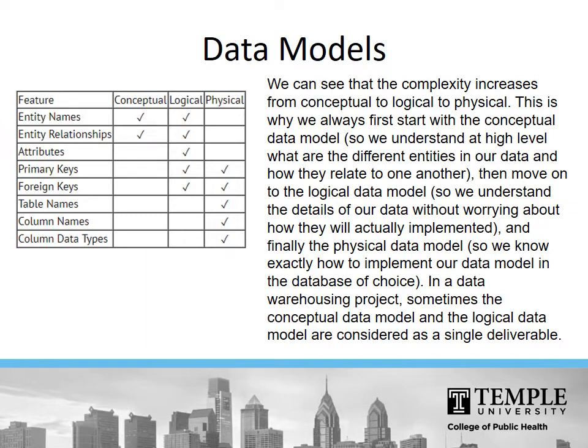At a minimum, a conceptual data model should include the entity names and the entity relationships. You can also put in some key or major attributes. You could define primary keys. You probably will not need to add any foreign keys or define the table or column names or the column data types. And we can see that the complexity increases from a conceptual to a logical to a physical data model.